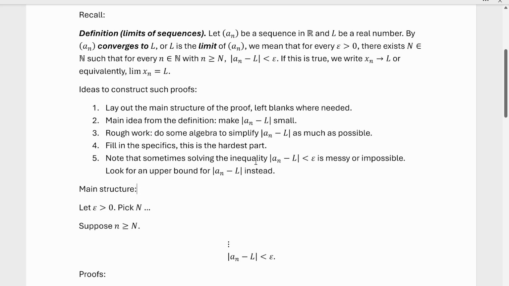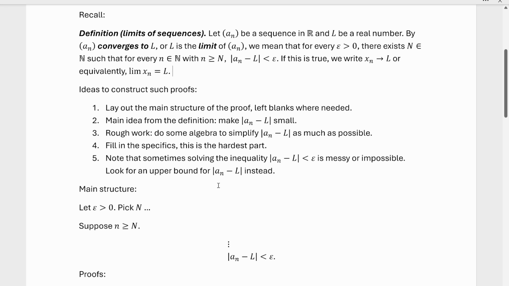Sometimes solving the inequality, the absolute value of an minus L less than epsilon, is messy or near impossible, in which case we should look for an upper bound for an minus L instead. Because in the definition it says for every n with n greater or equal to big N, an minus L absolute value is less than epsilon. This means that the condition little n greater or equal to big N only needs to be a sufficient condition for the absolute value of an minus L less than epsilon. It does not have to be a sufficient and necessary condition.